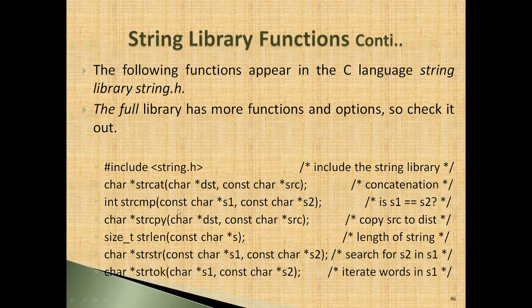So how it is going to be used as constant character pointer s1 and constant character pointer s2. These two string variables, s1 and s2, are compared to find out whether they are equal or not. That is, s1 is equal to s2, and what action we need to take depends on whether they are equal or not equal.